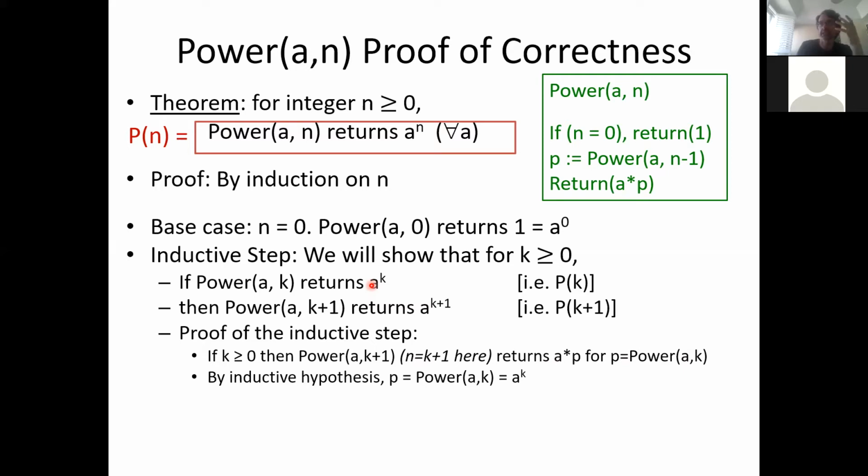Okay? That's the inductive hypothesis. You assume, you give it to yourself. Assume that for k, it was correct. In other words, this thing will return a to the k, and there is your proof, because if p is a to the k by the inductive hypothesis, then a times that is a times a to the k, and of course, a to the k plus 1, and you're done. Yes, because that's what you were proving.